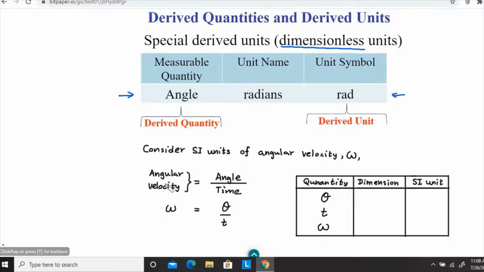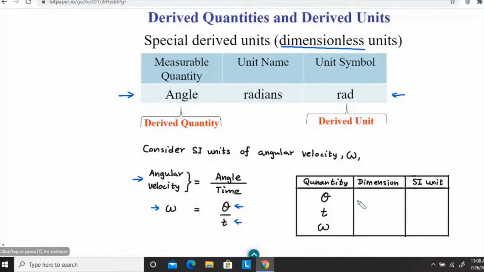For example, if you look at this physical quantity, angular velocity, we are going to talk about that in this course. Angular velocity is defined as the angle rotated divided by the time it took for that rotation. So angle is represented by theta, time is t, and angular velocity is represented by the Greek letter omega. So it's omega equals theta over t.